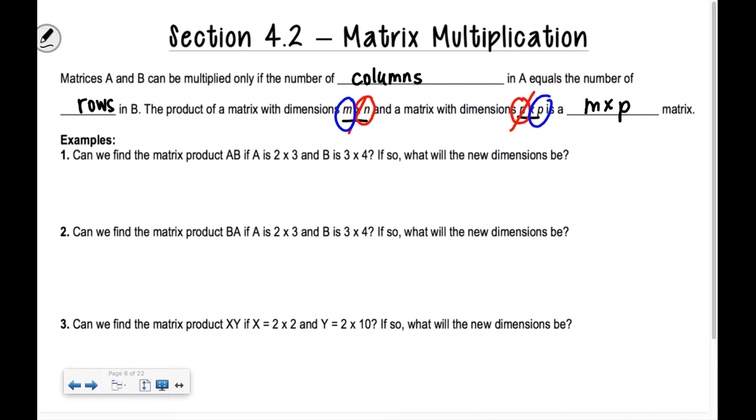So it says, can we find A times B if A is 2 by 3 and B is 3 by 4? Are the numbers on the inside the same? Yes, so we can multiply them. The new dimension will be 2 by 4, exactly.